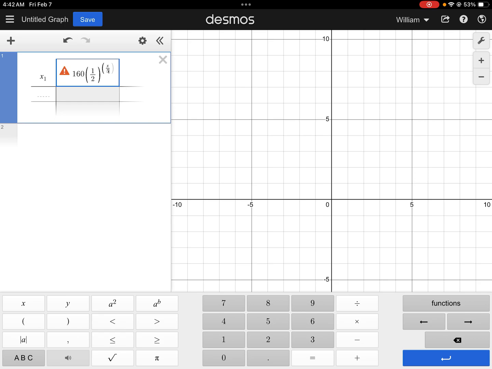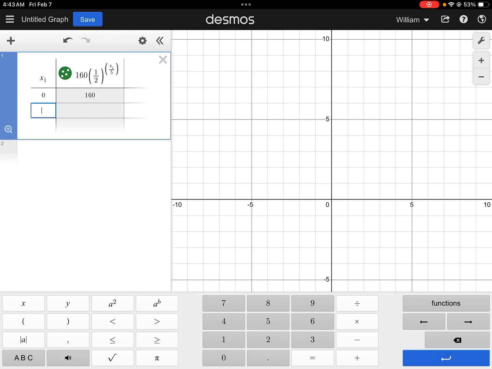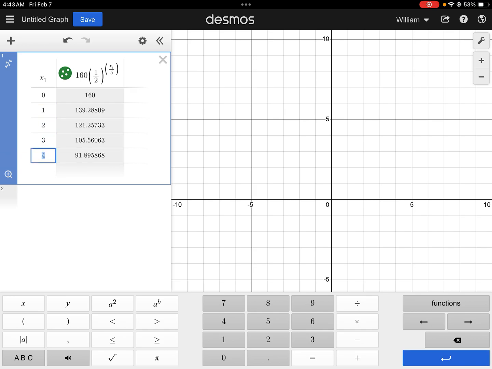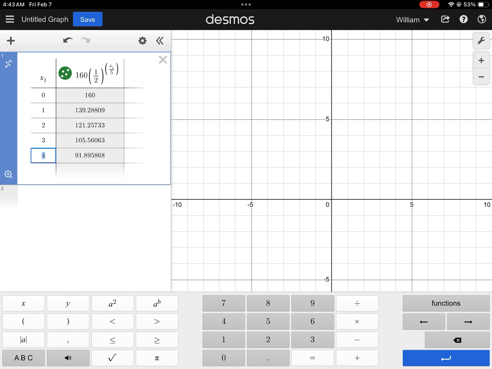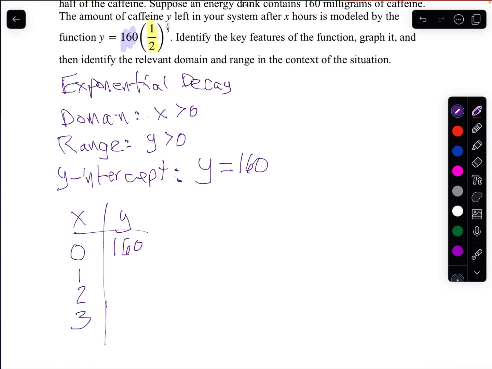Now the nice thing about Desmos, you can see that, and I got a little notification because it has to be x1 in a table. There we go. Now we'll go 0, which is 160. 1, 2, 3, 4. And we'll do some rounding. So I didn't have to use Desmos. I knew my y-intercept is 160. And then 1 is about 139.3. Notice it's getting smaller, isn't it?